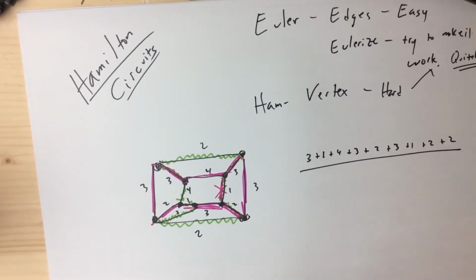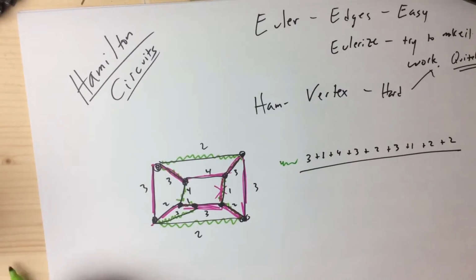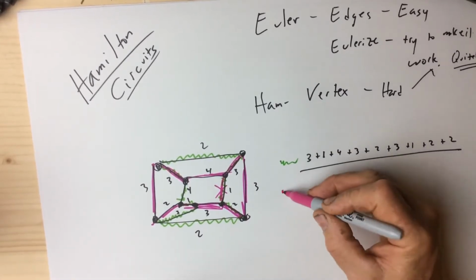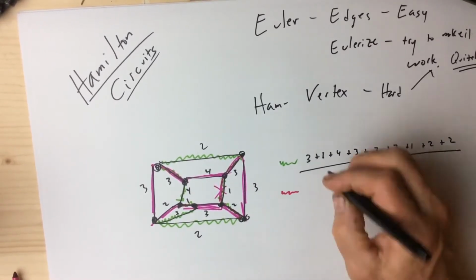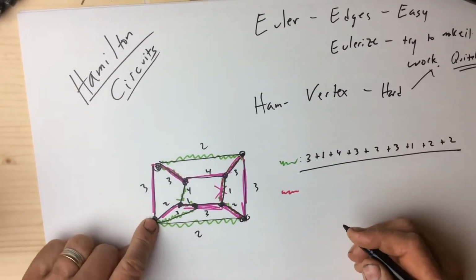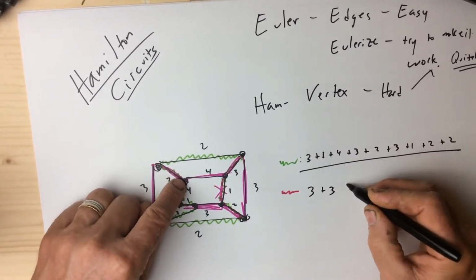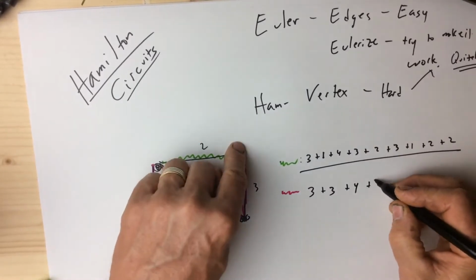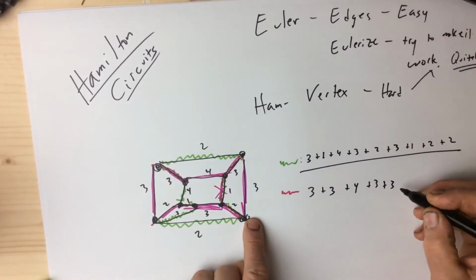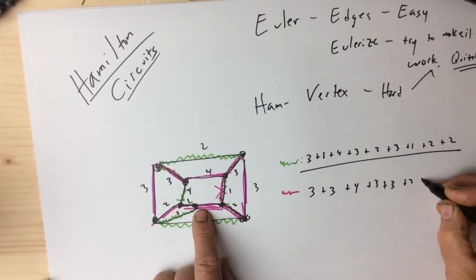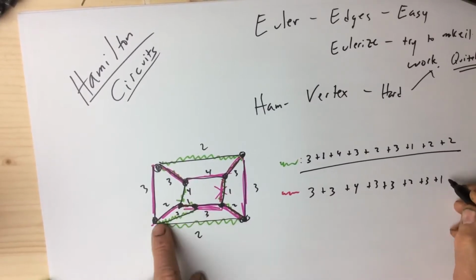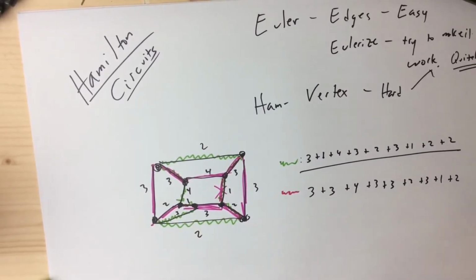Now, if we were following the pink circuit, what would the cost be? Well, let's follow the pink circuit here. Let's do up and around. It'd be 3 plus 3 plus 4 plus 3, 3 plus 2 plus 3 plus 1 plus 2.